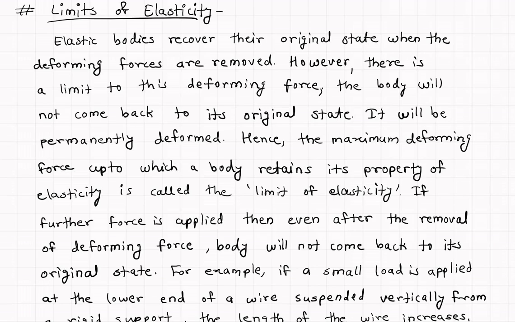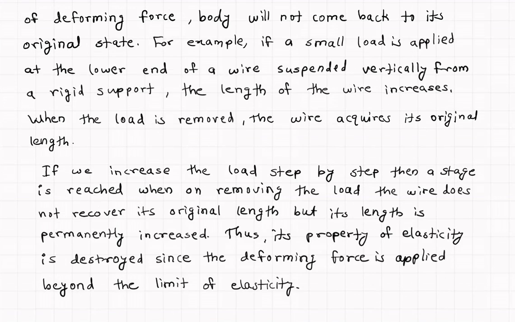If further force is applied, then even after the removal of the deforming force, the body will not come back to its original state. For example, if a small load is applied at the lower end of a wire suspended vertically from a rigid support, the length of the wire increases. When the load is removed, the wire acquires its original length. If we increase the load step by step, then a stage is reached when, on removing the load, the wire does not recover its original length, but its length is permanently increased. Thus, its property of elasticity is destroyed since the deforming force is applied beyond the limit of elasticity.